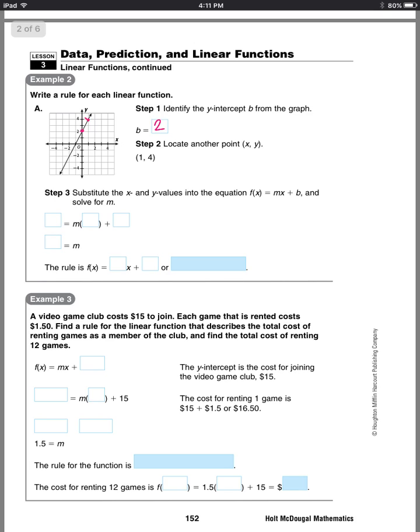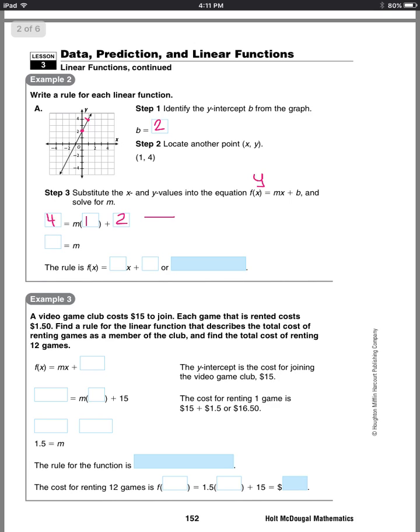Step 3, substitute the x and y values into the equation f of x equals mx plus b and solve for m. So remember, f of x is the same thing as y, so if you're getting confused on what to substitute in for f of x, it is your y coordinate. So your y coordinate is 4 equals m times x, and your x is 1, plus b, which is 2. Okay?